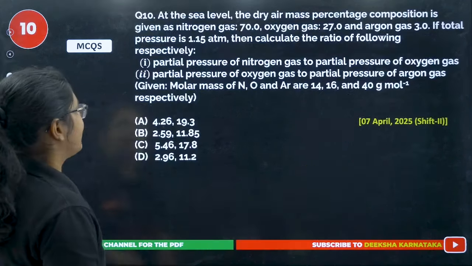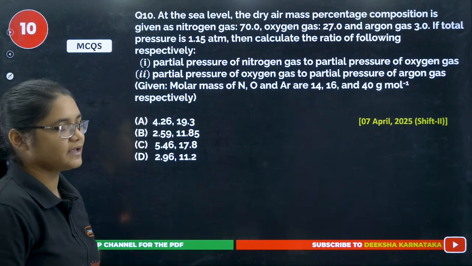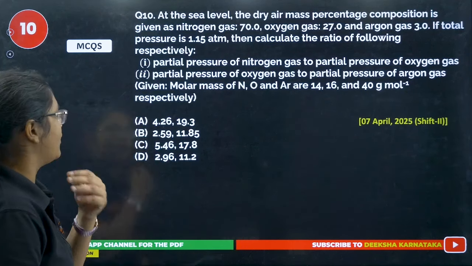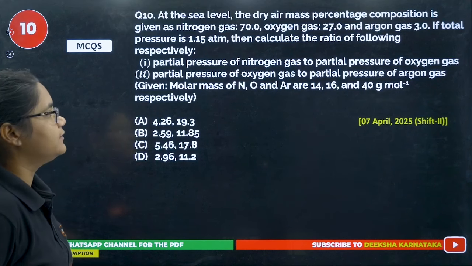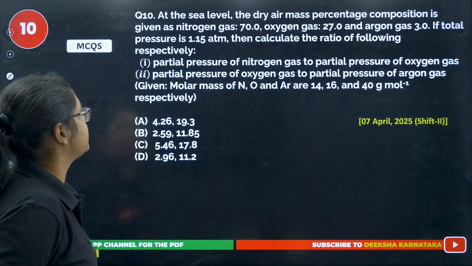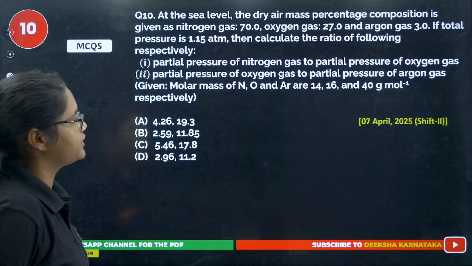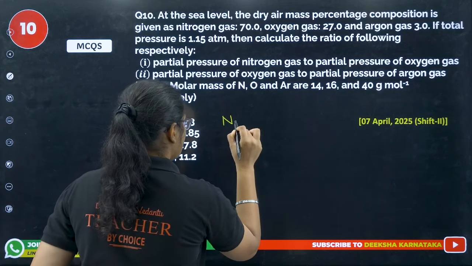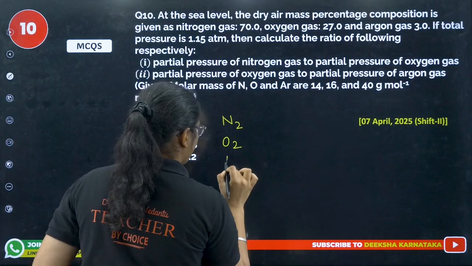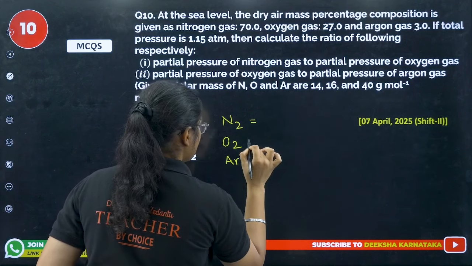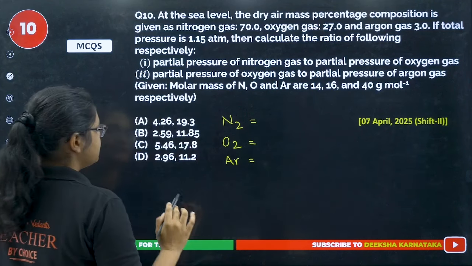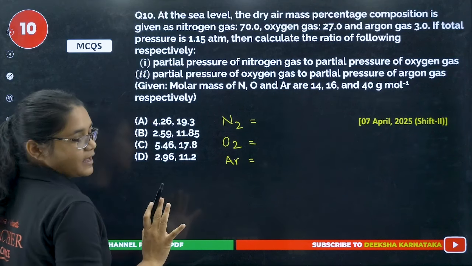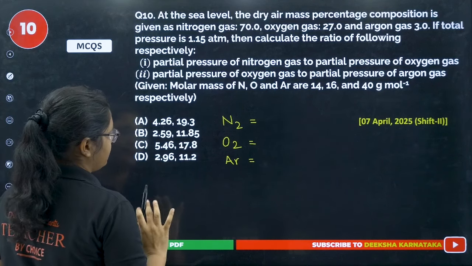Now let's see the 10th question. This is a bit lengthy question, a calculation based question, but I'll tell you how to do it. At sea level, the dry air mass percentage is given for nitrogen, oxygen and argon. You can see there are two questions asked here. If you solve any one, you will get the answer because all the options are different, right?